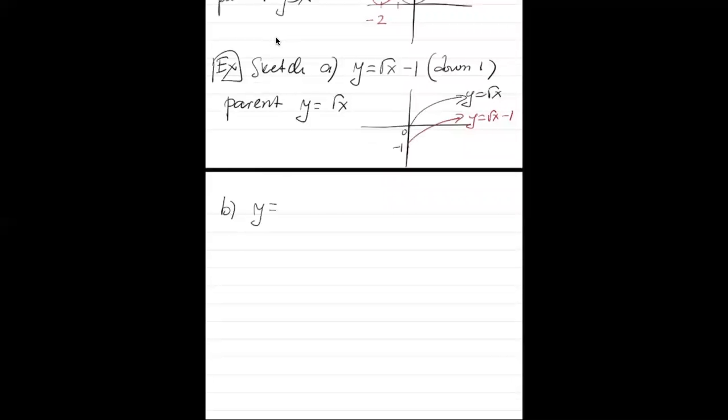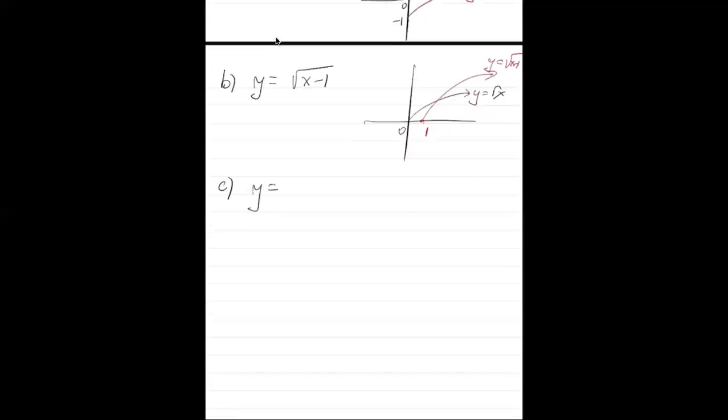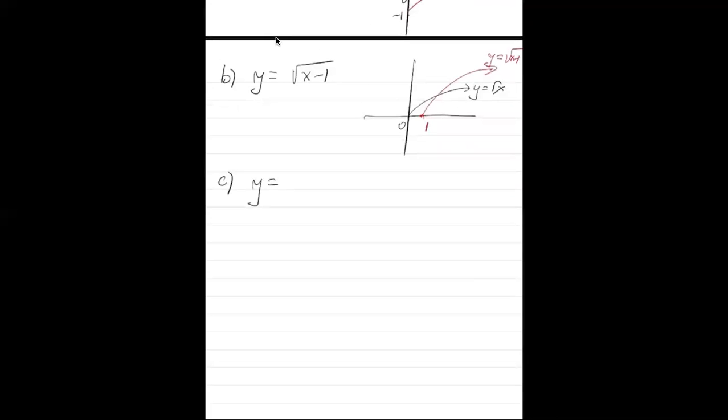B, sketch y equals square root of x minus 1. So the same parent function, but this time we're going to have 1 unit to the right. So y equals square root of x minus 1. 1 unit to the right, so it's going to start at 1 and not at 0. And another example, you can have a combination of more than one transformation.